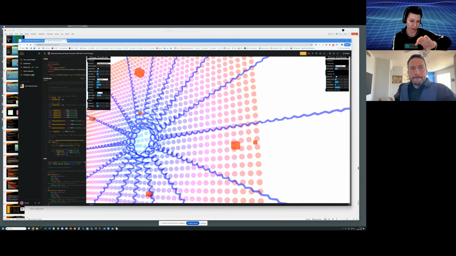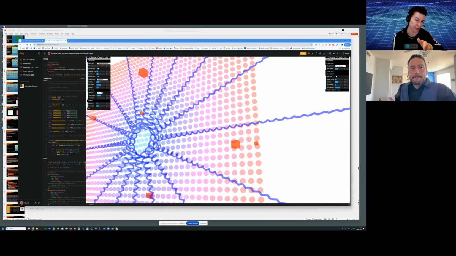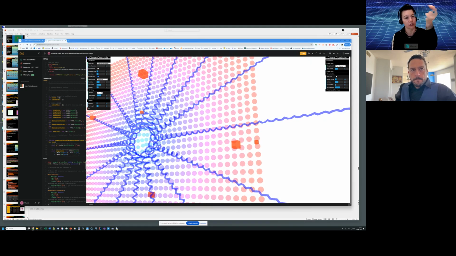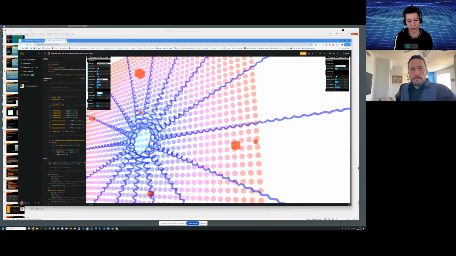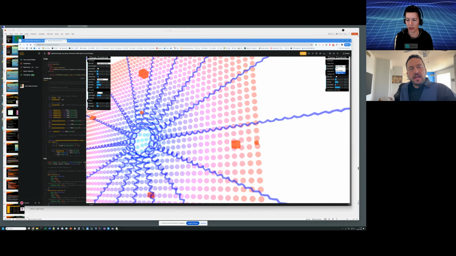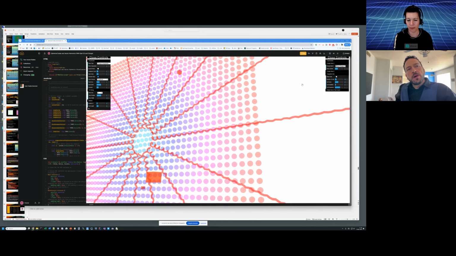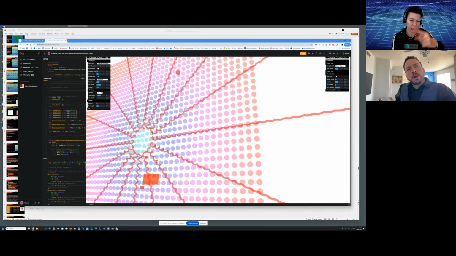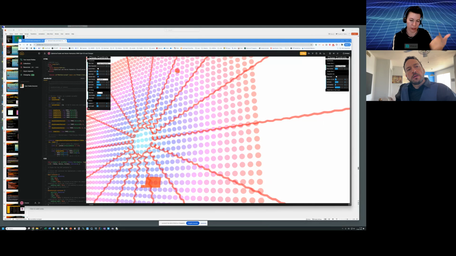So if this is positive charge, then for the negative charge the motion will go in the other direction. So if we do minus now, sorry, minus charge, it's the same way, but I don't know if you can see it, but the grid points move in the other direction, basically.